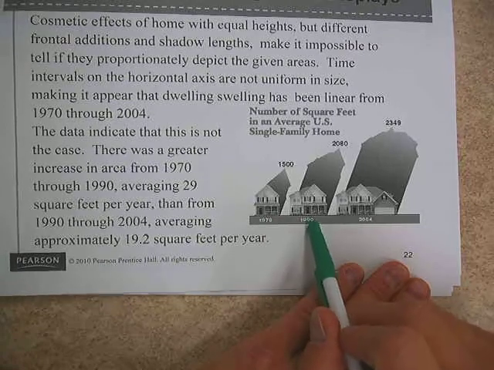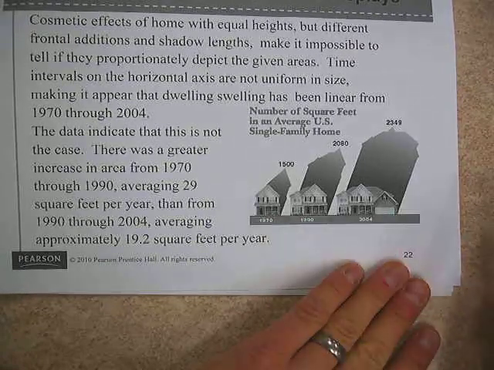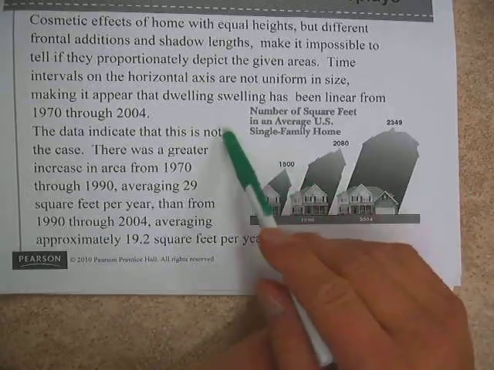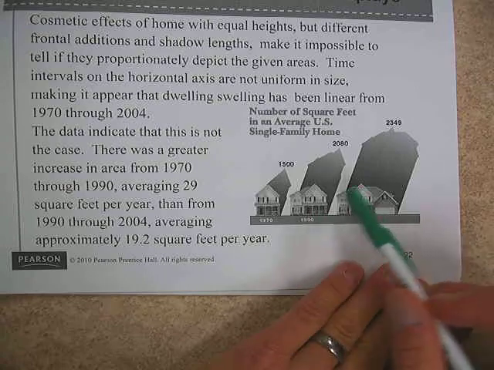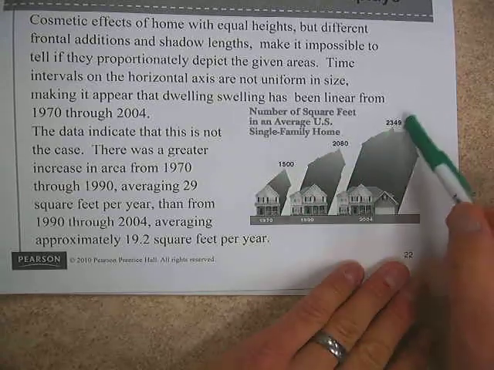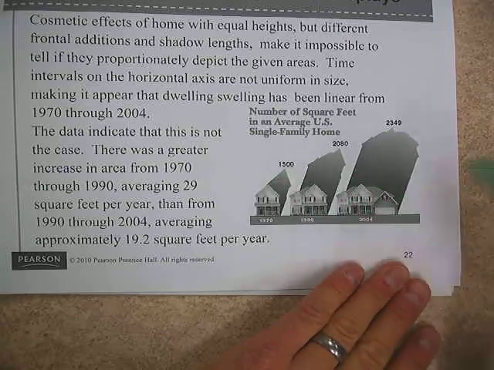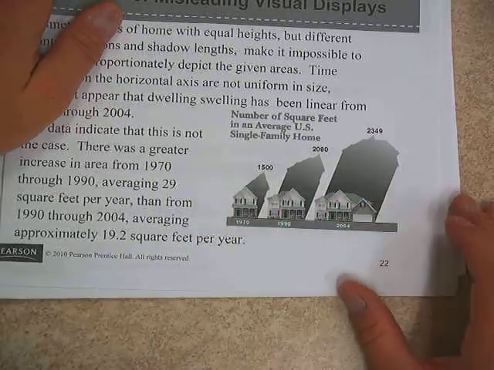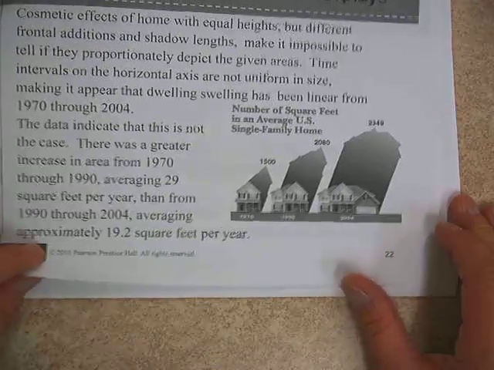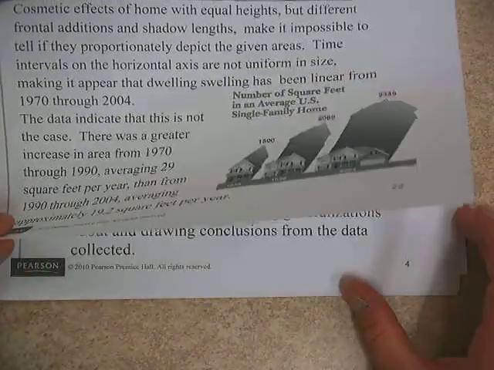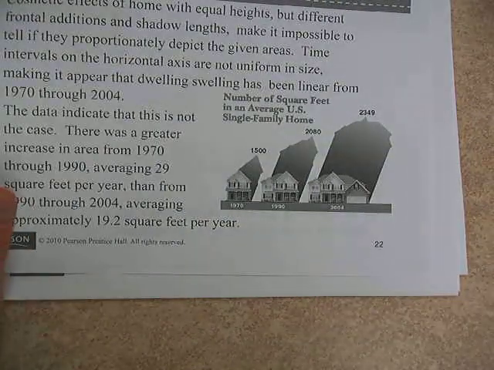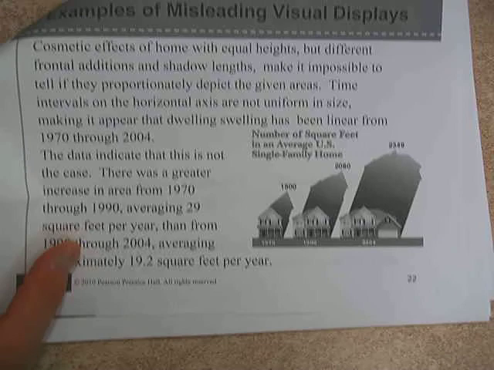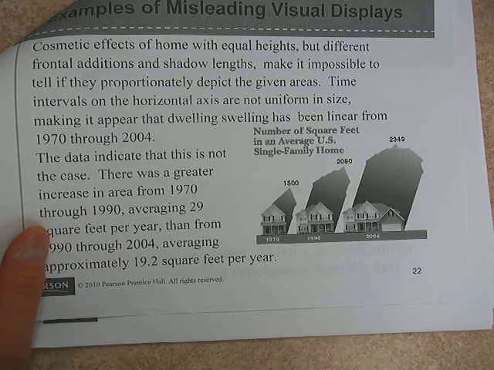Here's an example of some misleading data. This one has cosmetic effects: homes with equal heights but different frontal additions. Shadow lengths make it possible to tell if they proportionally depict the given areas. In this case, the time intervals on the horizontal axis are not uniform. They go from 20, and then this one goes up 14. Also, if you look at the numbers for the average square feet, and actually find the areas of these and compare them to how much bigger this one looks than this one, they're very disproportionate. So this graph is deceiving because they're making this look really drastic compared to the others. That's something you always want to watch out for: pay more attention to the actual data than the visible display.